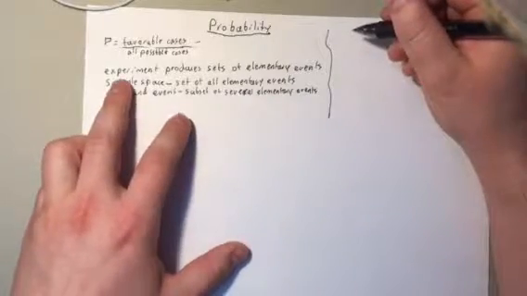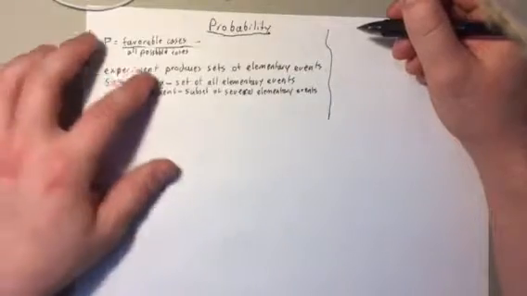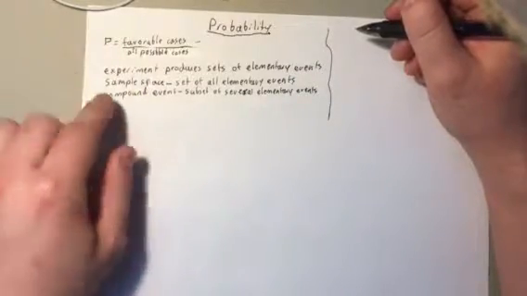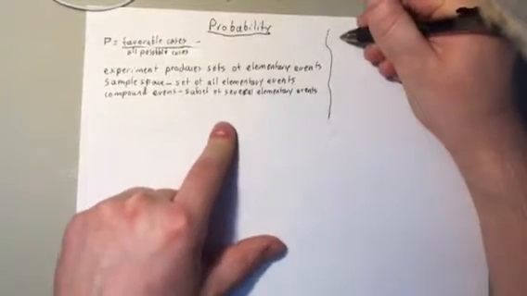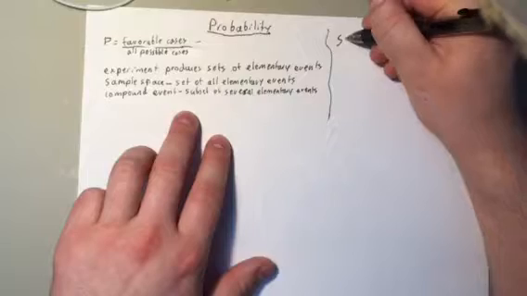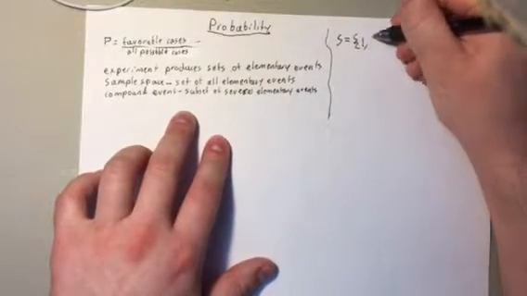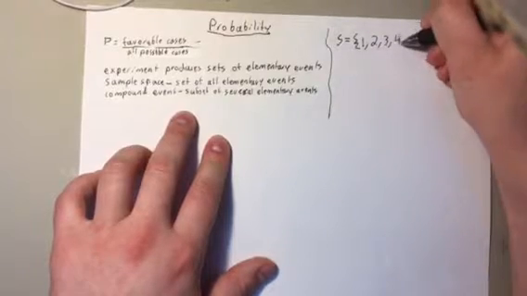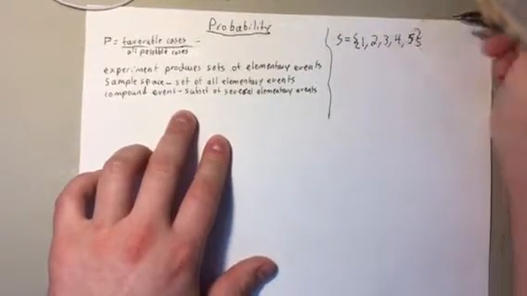So an experiment produces a set of elementary events. That would be like choosing the number itself, and then the sample space is the set of all elementary events. So for example, if we were choosing a number between 1 and 5, the sample space would be equal to 1, 2, 3, 4, and then 5. And that's written as a set.